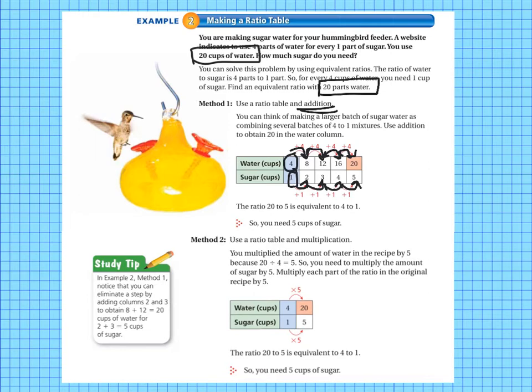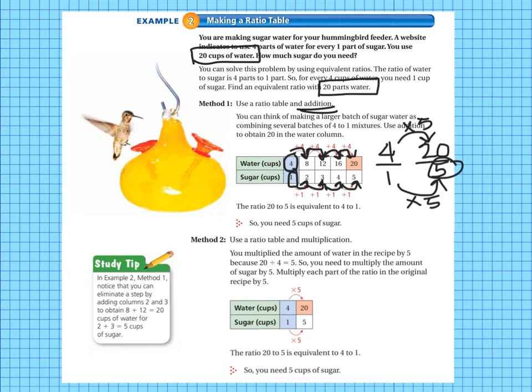So another way we could have done that was we could have started with our 4 cups of water and our 1 cup of sugar, and we could have said, well, we know that we're going to want actually 20 cups of water. So 4 times what is 20? 4 times 5 is 20. If I do that to the top, I have to do that to the bottom. So I'm going to have 5 cups of sugar. So that's sort of a shortcut way to get there.